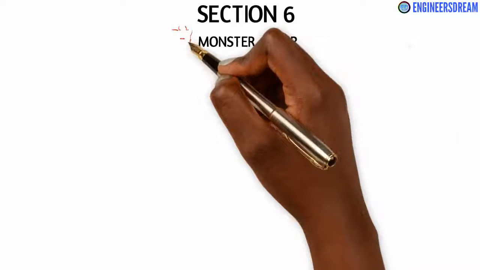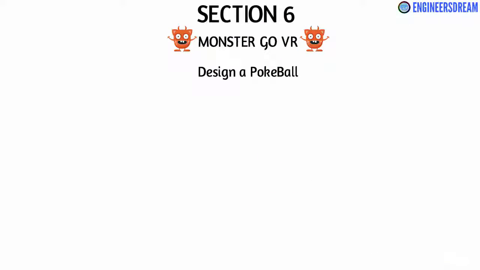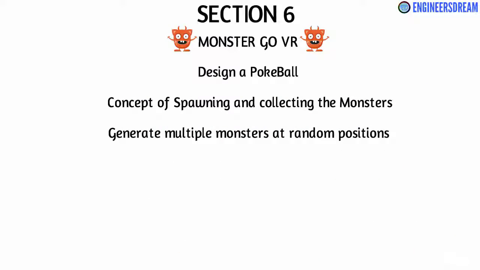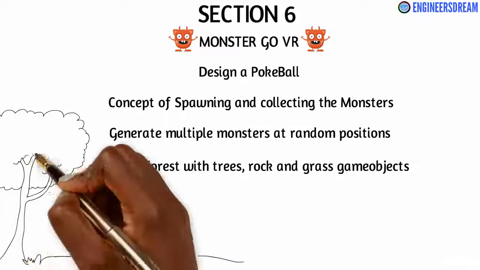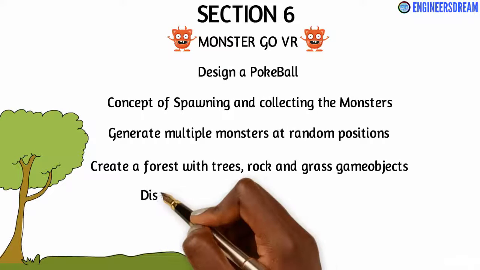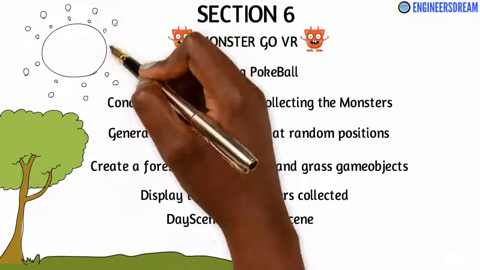In section 6, we will develop the Monster Go VR game. In this game, you will first design a Pokeball. Next, I'll explain to you the concept of spawning, and we will then write one script to collect the monsters by shooting the Pokeball from the position of the player camera. Next, we will randomly generate multiple monsters inside a scene at random positions. After this, we will create a forest by adding trees, stones and grass game objects. And at the end, inside the end scene, we will display the total number of monsters which are collected.